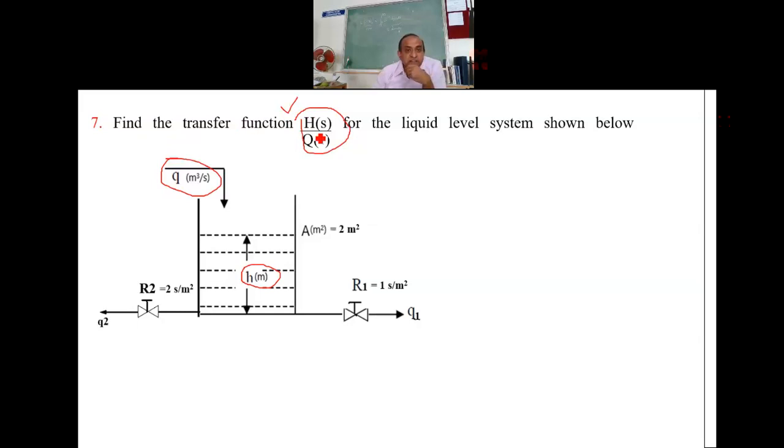Find the transfer function H of Q for the liquid level shown below. See, many data are given here. Please look there. Cross-sectional area data is given. R1 is given, resistance. R2 resistance data is given. Please look at the problem. Inlet is 1, outlet is 2 here. Okay, so inlet is Q, and outlets are Q1 and Q2, in meter cube per second.